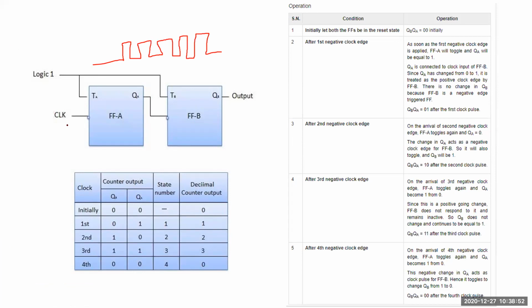If you want it to toggle at a high state, then whenever the clock is high, it will be toggling. When the clock is 0, it will not show any kind of output. So this is the meaning of a toggling flip flop.